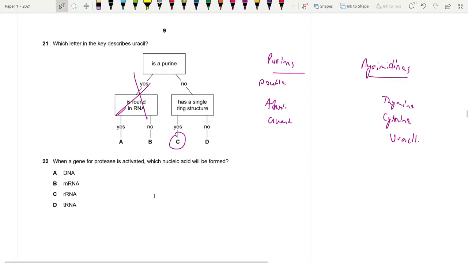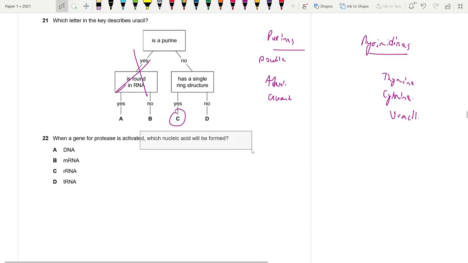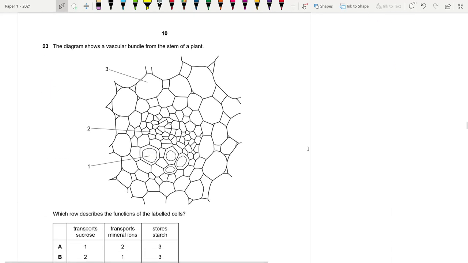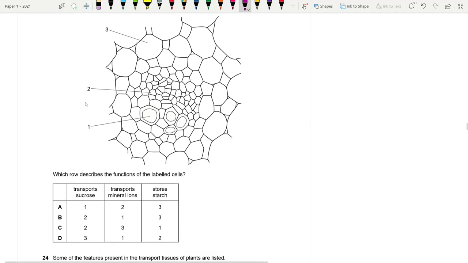21 is C. Now, when a gene for protease is activated, which nucleic acid will be formed? Basically from DNA we transcribe mRNA. Very important. The diagram shows a vascular bundle from the stem of a plant. Clearly, guys, look at the thickened cell wall. This is clearly the lignin, right? This is your xylem. One is basically xylem, and it transports minerals and ions. So I'm looking at B and D.